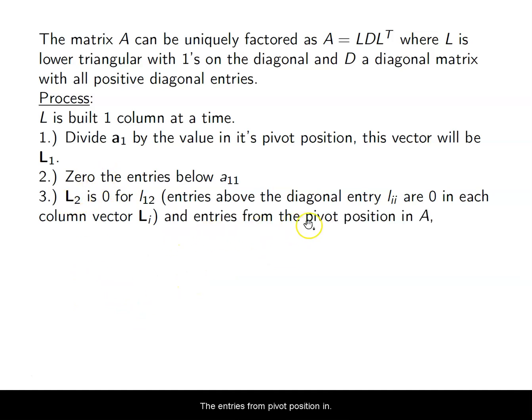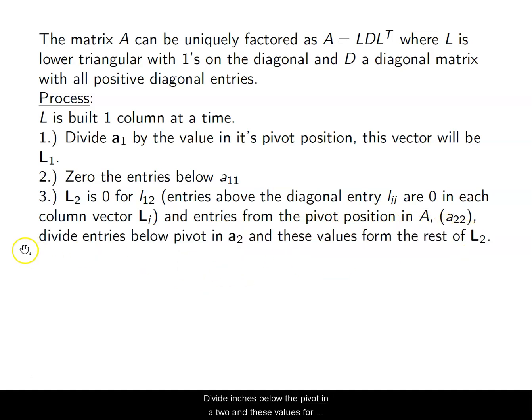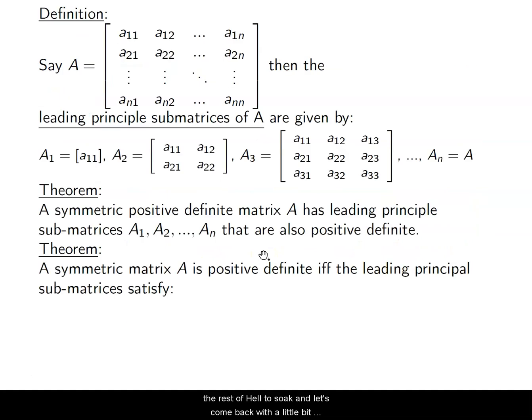Okay, so the entries from the pivot position in A at A22 divide the entries below the pivot in A2, and these values form the rest of L2. So again, let's come backwards a little bit. To form L1, I took this vector and I divided it by the entry in its pivot position, and that's what the L1 column vector was. Then I zero this out, which is going to change all the rows below it.